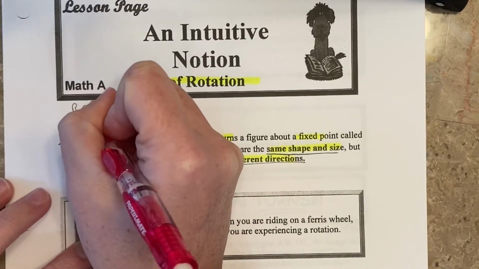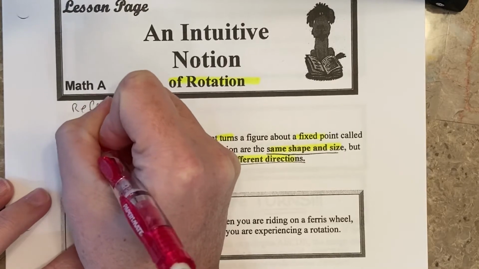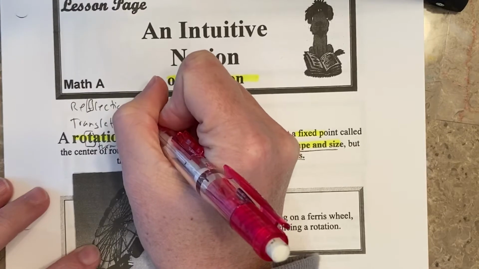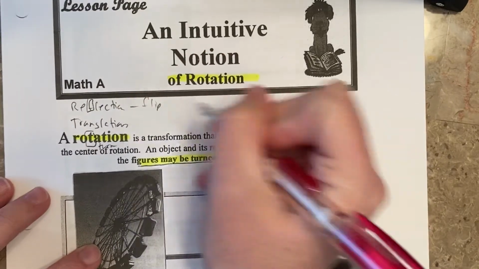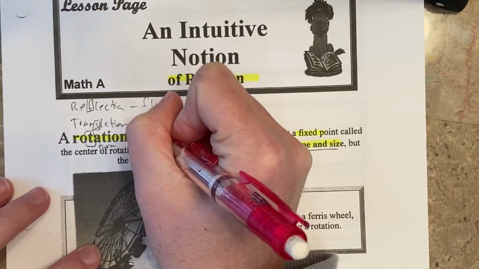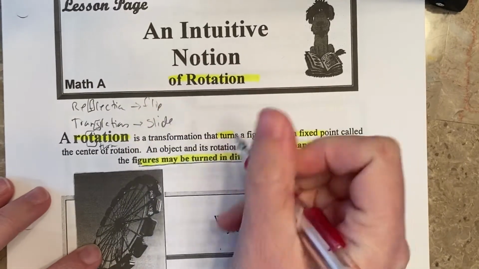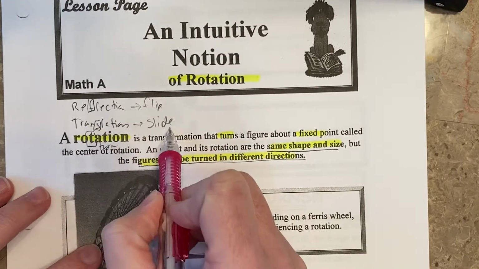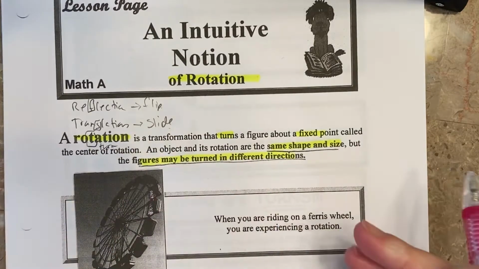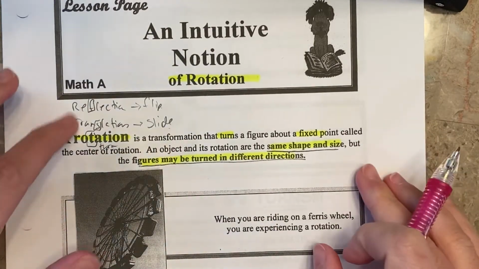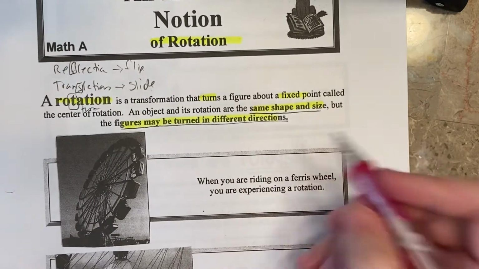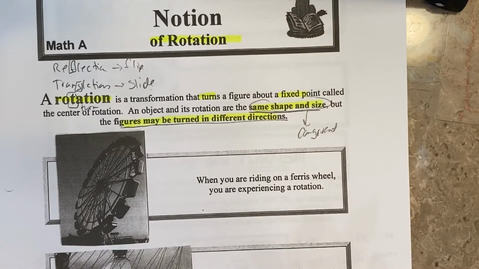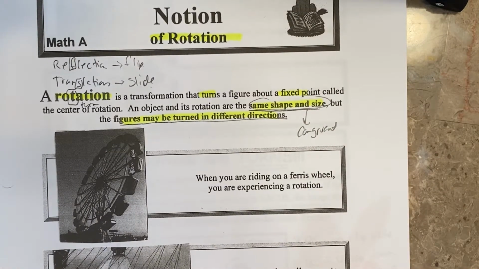Remember, we've done reflections and we've also done translations. Reflection has the F, for flip. Translation has the S, for slide, and then your T for turn. So reflection has F for flip, translation has S for slide, rotation has T for turn. It's a little trick to help you remember all the different words. Remember, same shape and size, that is congruent. That's a nice vocabulary word you really should know. Same shape and size means congruent.